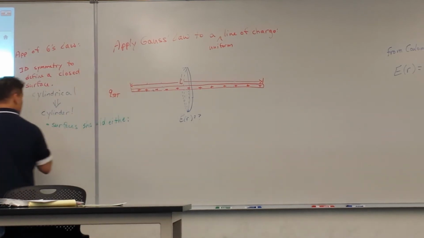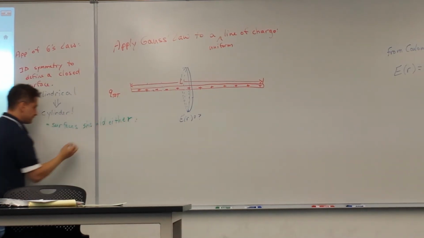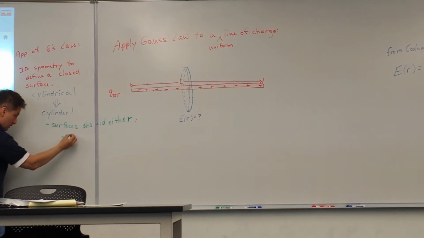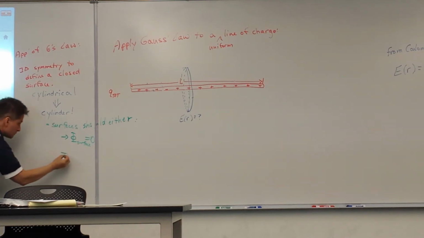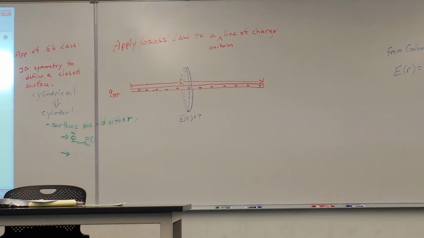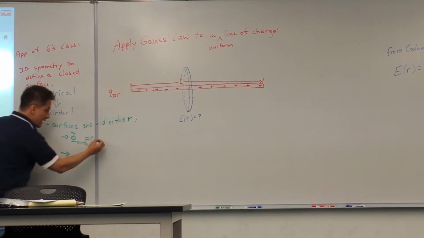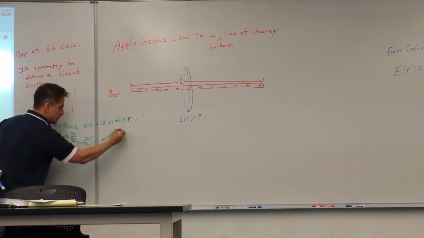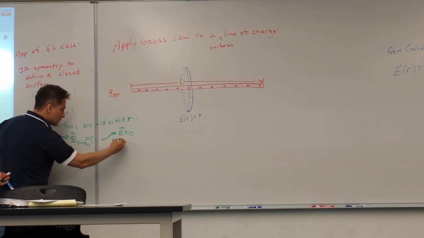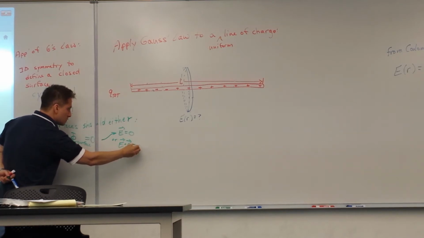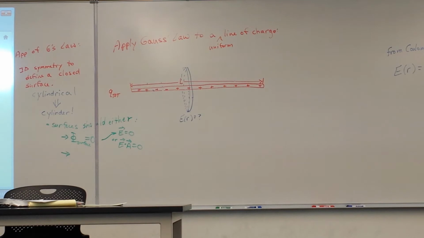I do two things. Either the flux over a particular surface is zero, and this can happen, usually implies that E is zero, or A is zero, but it doesn't make sense to have A zero, even though that's functionally a possibility.